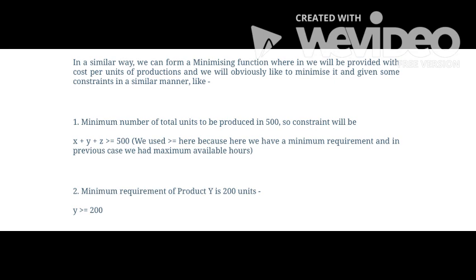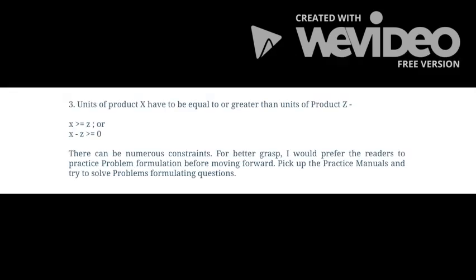Minimum requirement of product Y is 200 units. So, Y is more than equal to 200. Units of product X have to be equal to or greater than the units of product Z. So here, this can be written as X is more than equal to Z, or X minus Z is more than equal to 0. There can be numerous constraints. For better grasp, I would prefer the readers to practice problem formulation before moving forward. Pick up the practice manuals and try to solve problems formulating questions.